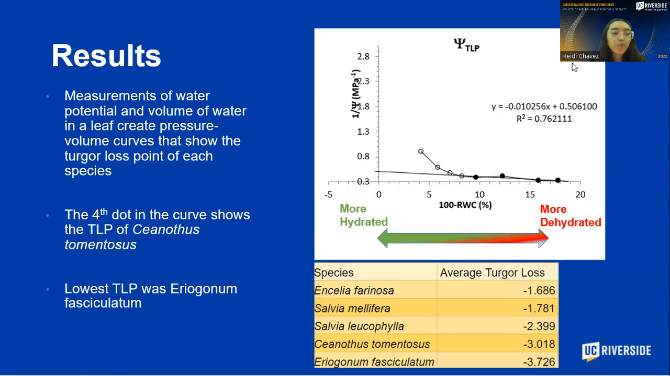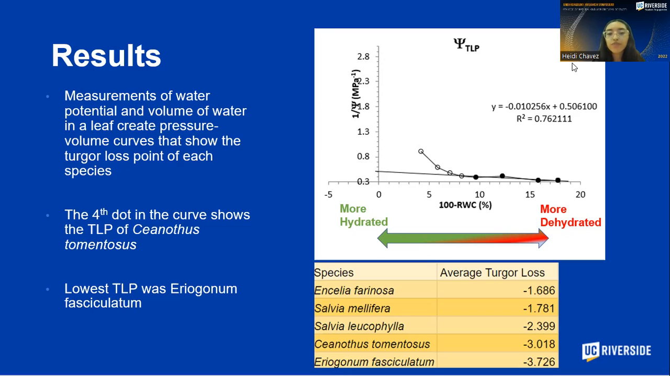Using those measurements that we got, we could use the measurements of water potential and also the volume of water in a leaf to create pressure volume curves for each species that we had. Using these pressure volume curves, we can see when the species will reach turgor loss point, which is when cells lose turgor and start to wilt. The pressure volume curve we have here is for Ceanothus, and these are its measurements throughout the 8 rounds we did in one day.